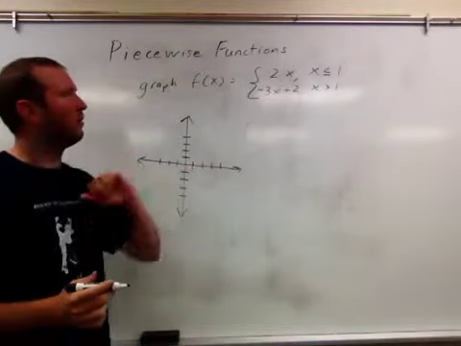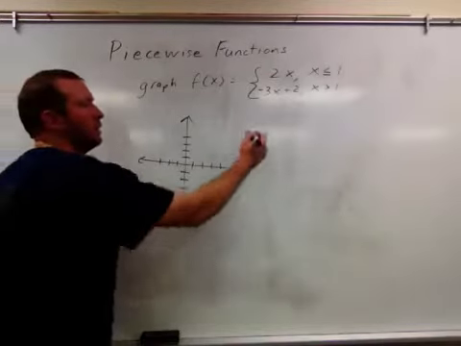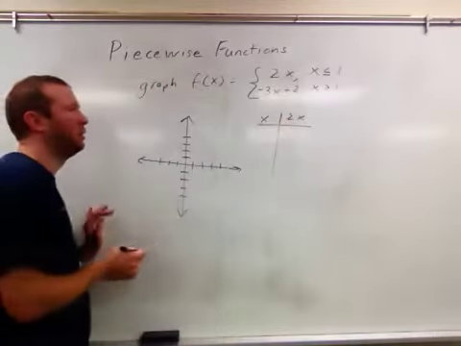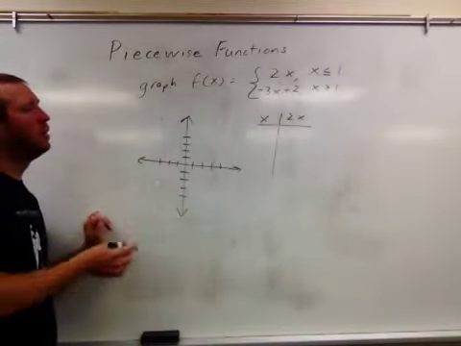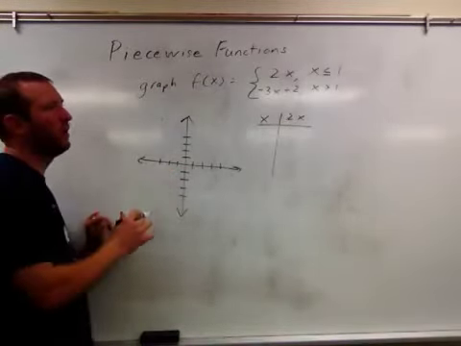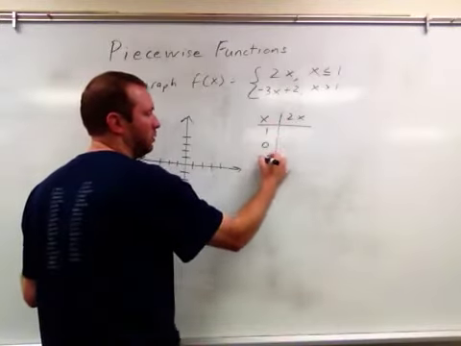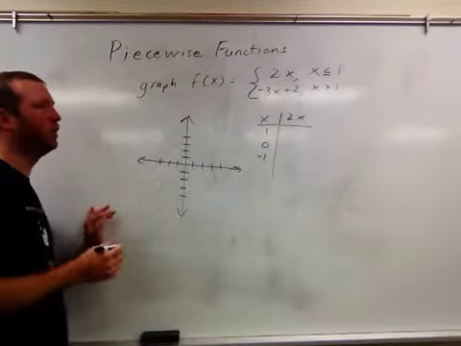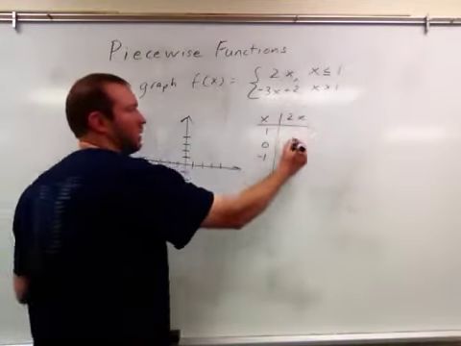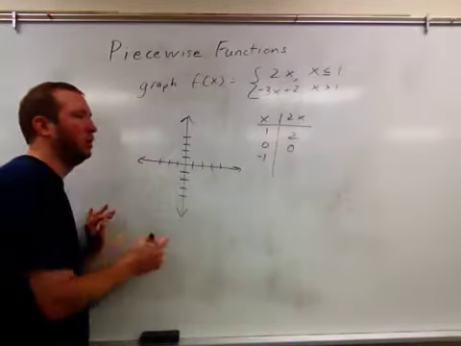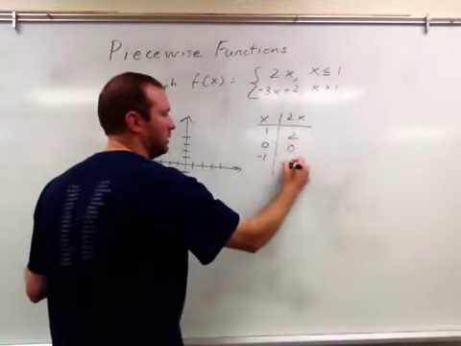So for starters, we're going to graph 2x. I'm going to make a little table here, x and 2x. We're going to use only x values that are less than or equal to 1. So I'm going to use 1, 0, negative 1, going backwards a little bit. When x is 1, 2x is 2. When x is 0, 2x is 0. When x is negative 1, 2x is negative 2.